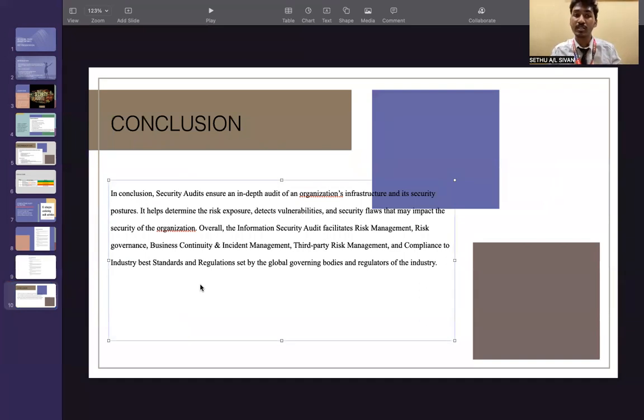conclusion. So we are here in the conclusion. So in conclusion, security audits ensure an in-depth audit of an organization, infrastructure, and its security posture. It helps determine the risk exposure, and detects vulnerabilities and security flaws that may impact the security of the organization. Overall, the information security audit facilitates risk management, risk governance, business continuity, incident management, third-party risk management, and compliance to industry best standards and regulations set by the global governing bodies and regulators of the industry.